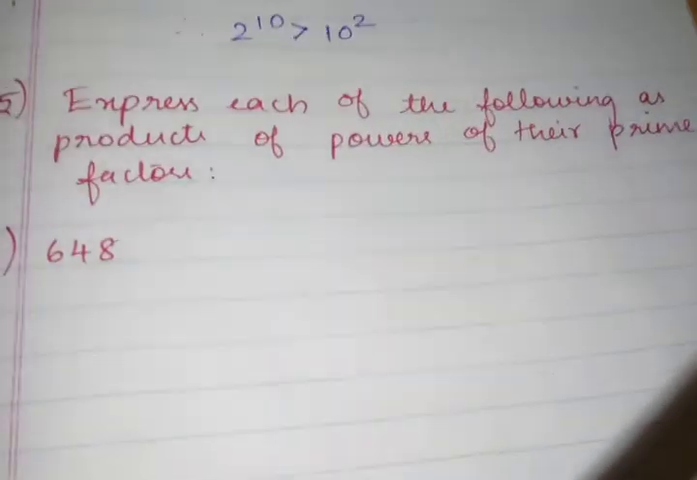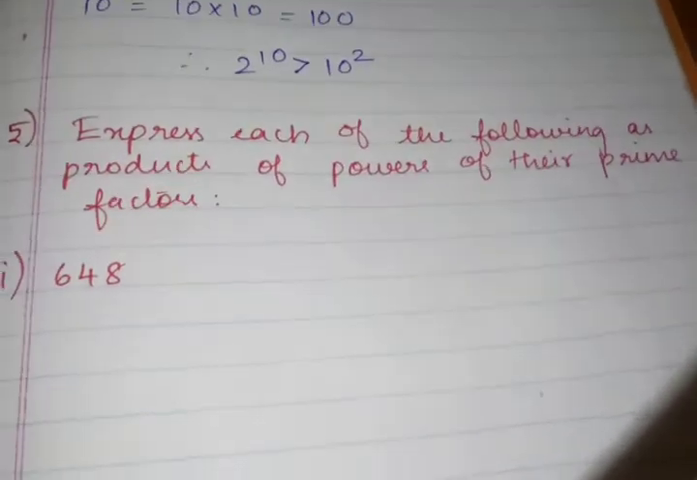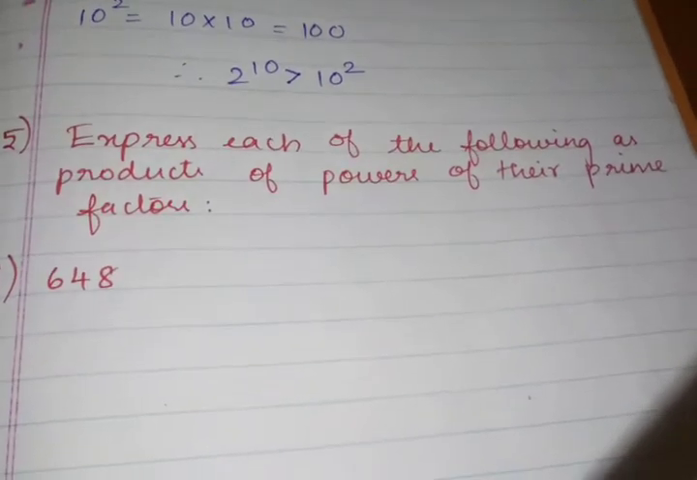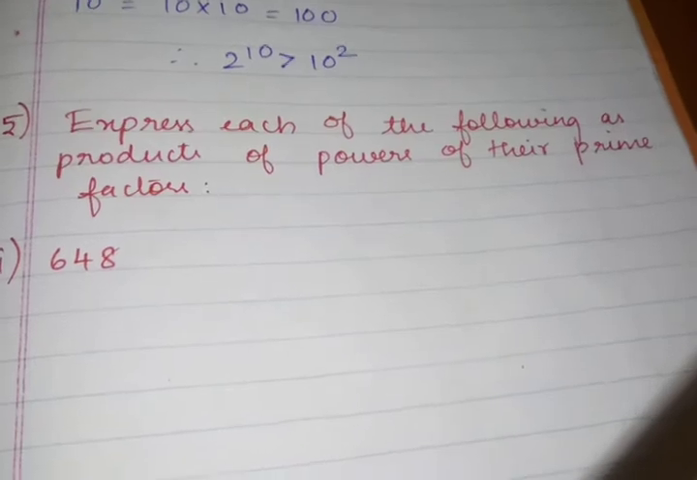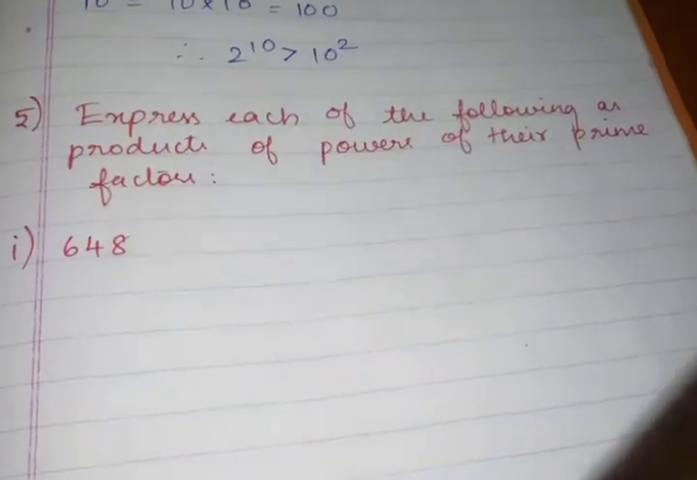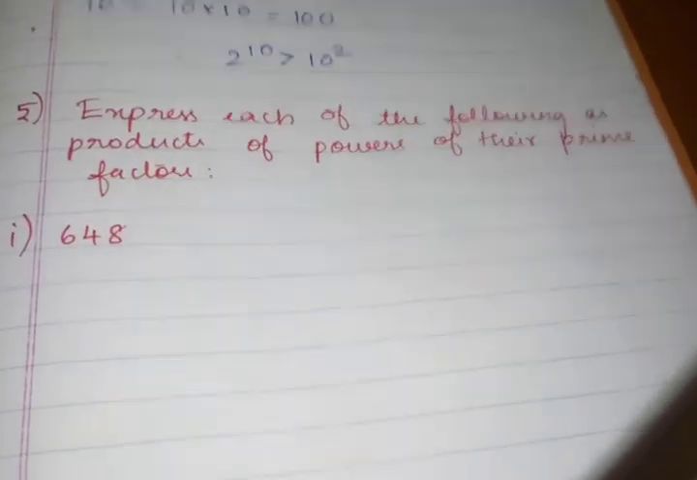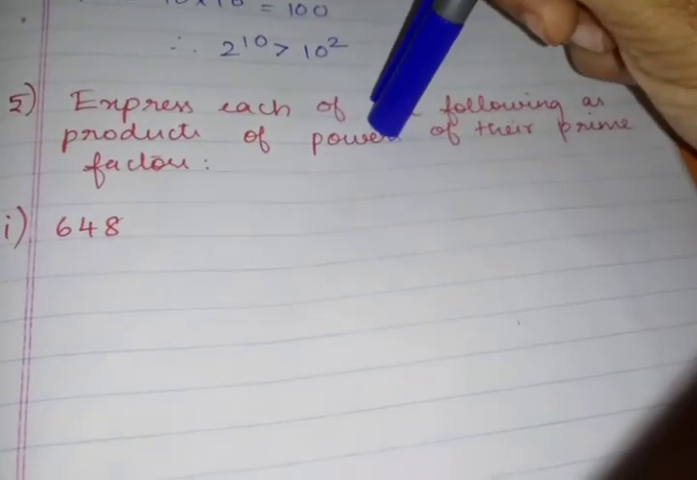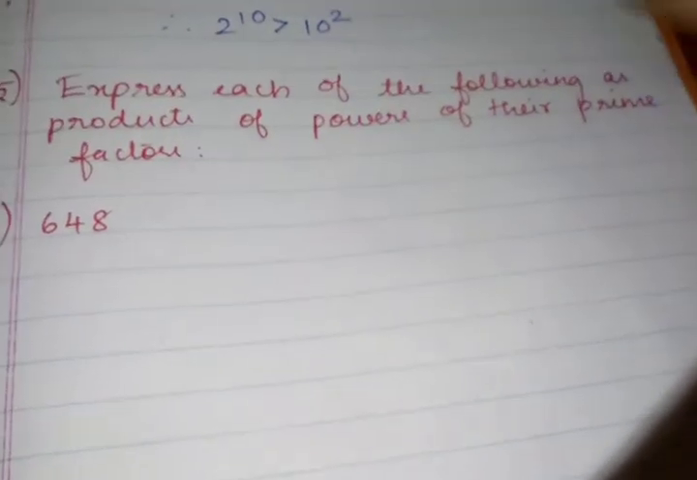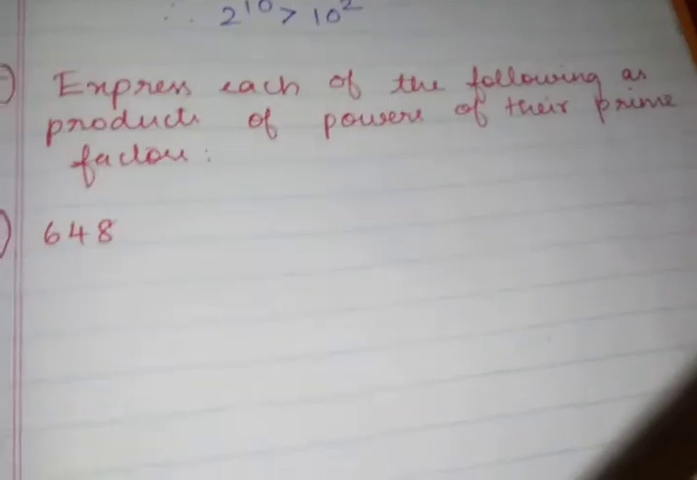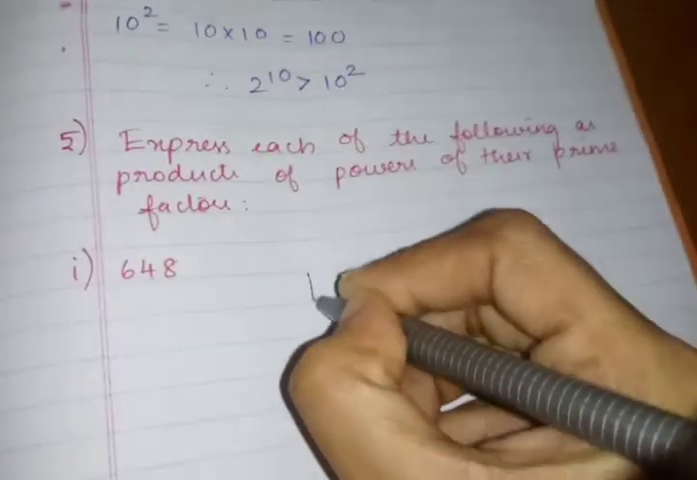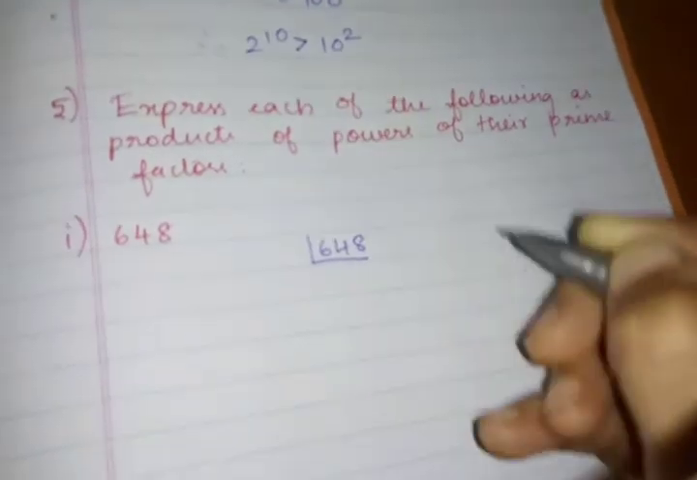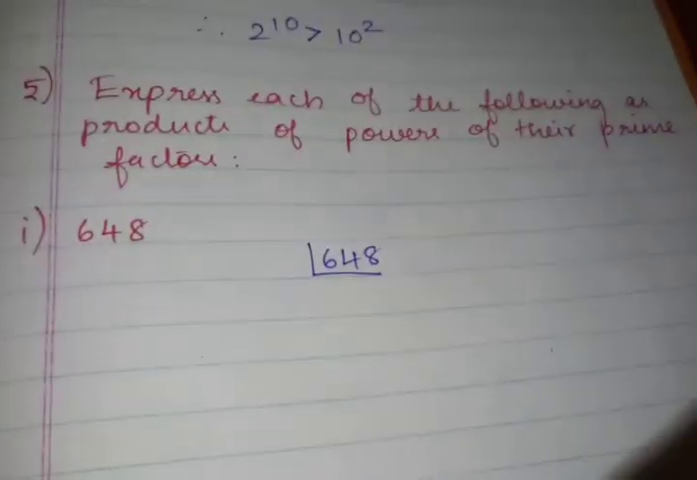Express each of the following as product of powers of their prime factors. Okay, so first, the last problem: we have to write this number as a product of powers of prime factors. Yes, the same type of example problem we have already discussed. That same way you should do it. Now what will we do? We should find the prime factorization of 648, because we want the prime factors.